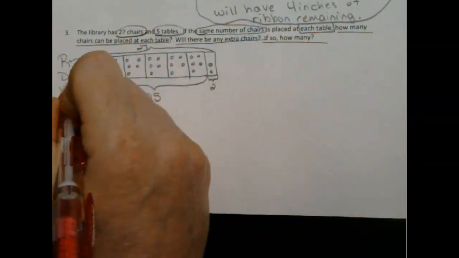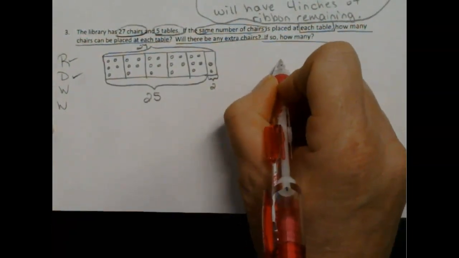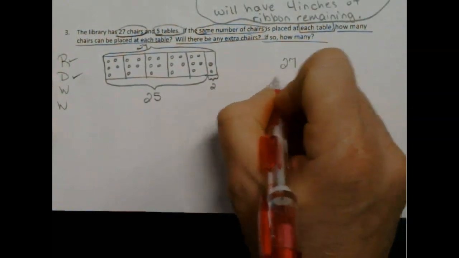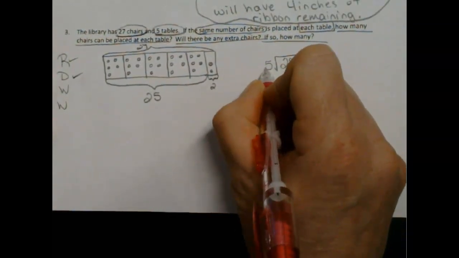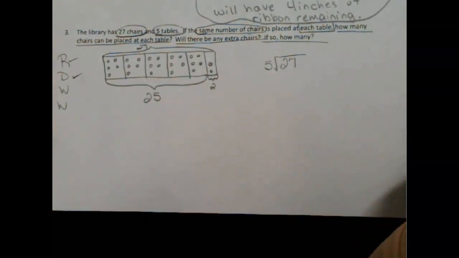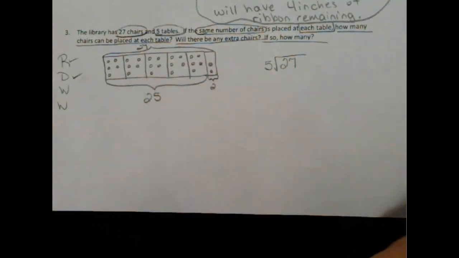Okay? So I've drawn my problem. Now let me write my number sentence. So I have 27 chairs, and I'm dividing the number of chairs by the number of groups that I have. I have 5 tables. And so I have 1, 2, 3, 4, 5 groups.